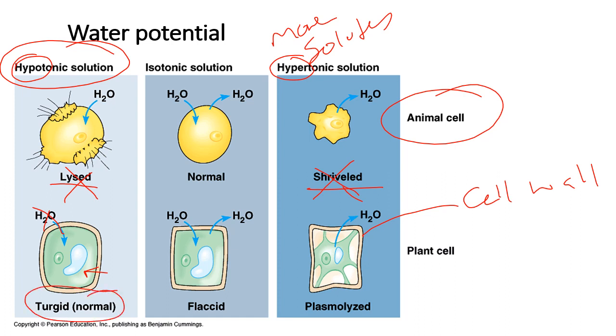If you place your plant cell in an isotonic solution, then we can describe it as flaccid. And so again, there's no net movement in or out of this cell because the water potential inside the cell matches that outside of the cell.